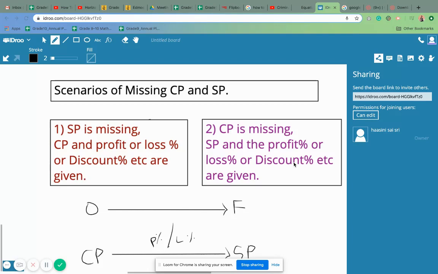We will look at different scenarios where either the cost price is missing or the selling price is missing. The first scenario is where the selling price is missing and the cost price and profit or loss or discount percent is given. The second scenario which we will look at is where the cost price is missing, whereas the selling price and the profit percent, loss percent, discount percent, etc.